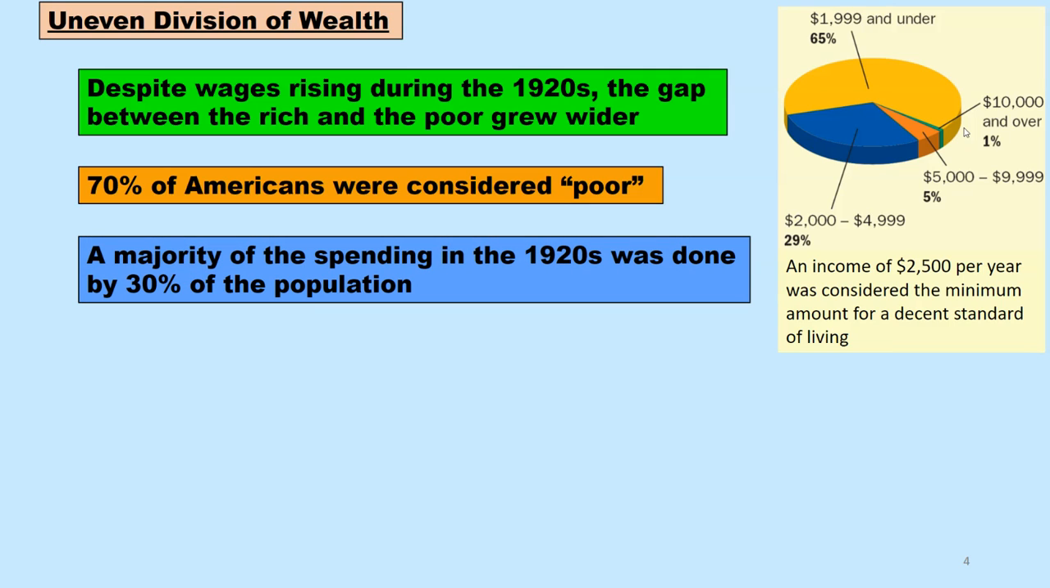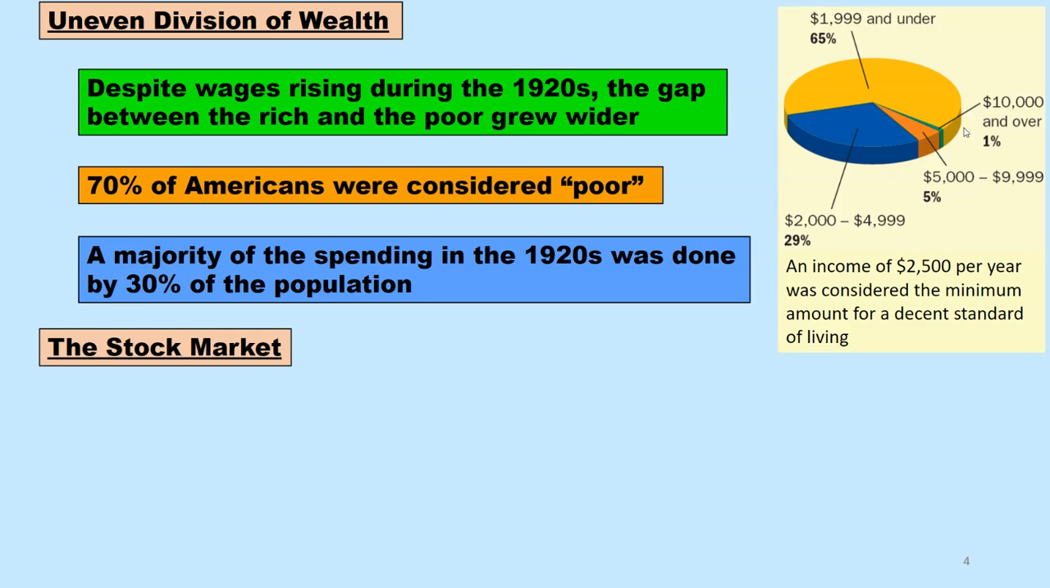The majority of the spending in the 1920s is done by only 30% of the population. So, again, we always talk about the Roaring 20s, but I view that as a misnomer. I don't think that's really correct. I think that it's kind of a false sense of prosperity during the 1920s. Okay, the majority of that good life was being lived by a pretty sizable minority of the population.